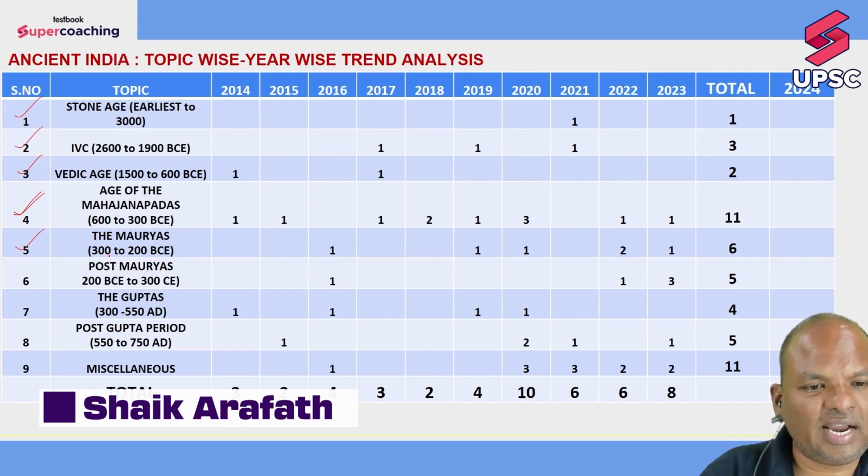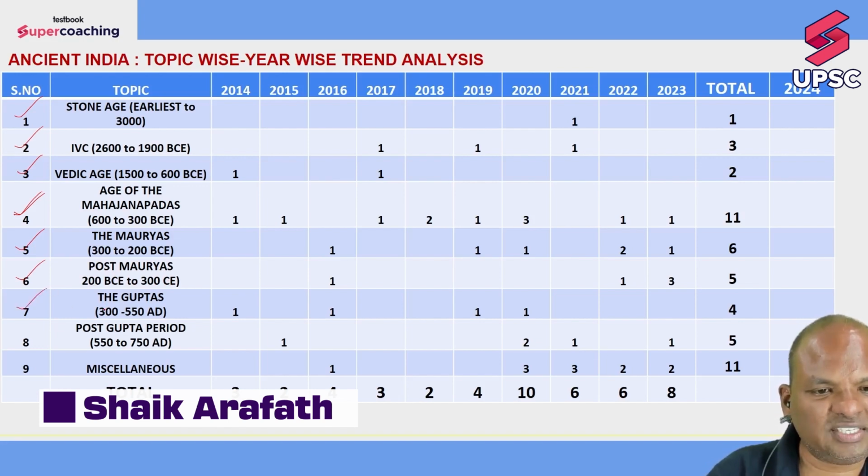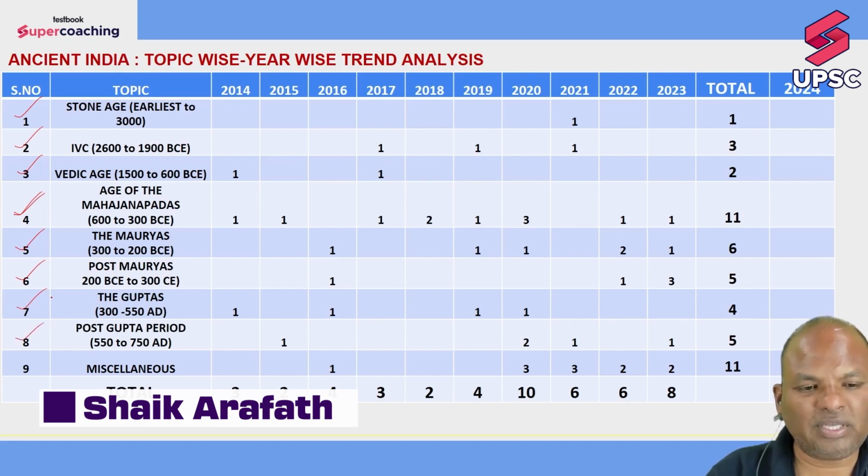Mauryas ruled between 300 BCE to 200 BCE, not the exact date, but around this time period. So Mauryas happened to be the first empire builders of India. Then we will be discussing, after the decline of the Mauryas, what we call the post-Mauryan period. The post-Mauryan period lasted between 200 BCE to 300 CE. Thereafter we will be discussing the Guptas. Then after the decline of the Guptas, we discuss the post-Gupta period. This classification is purely for our analytical convenience.